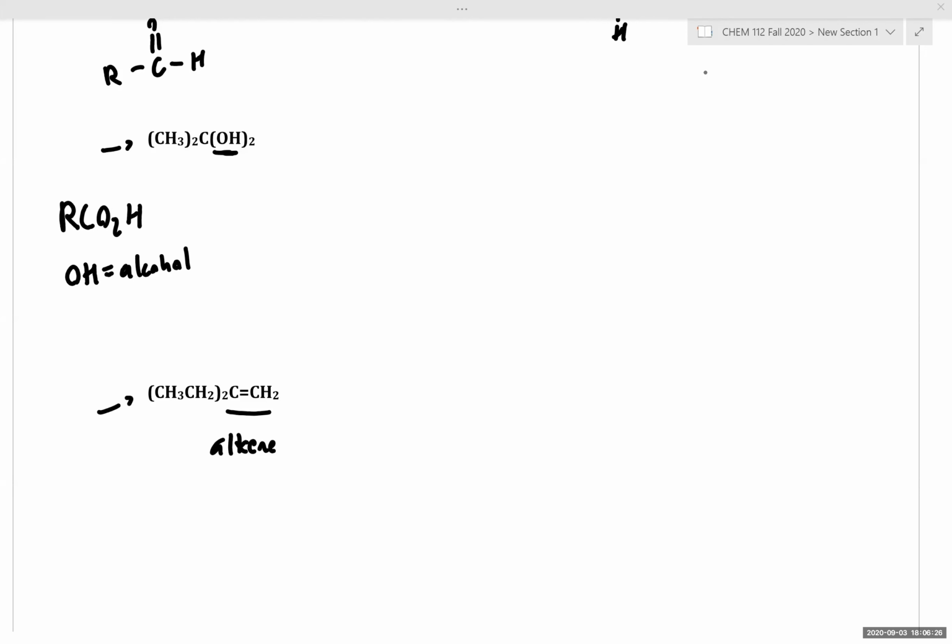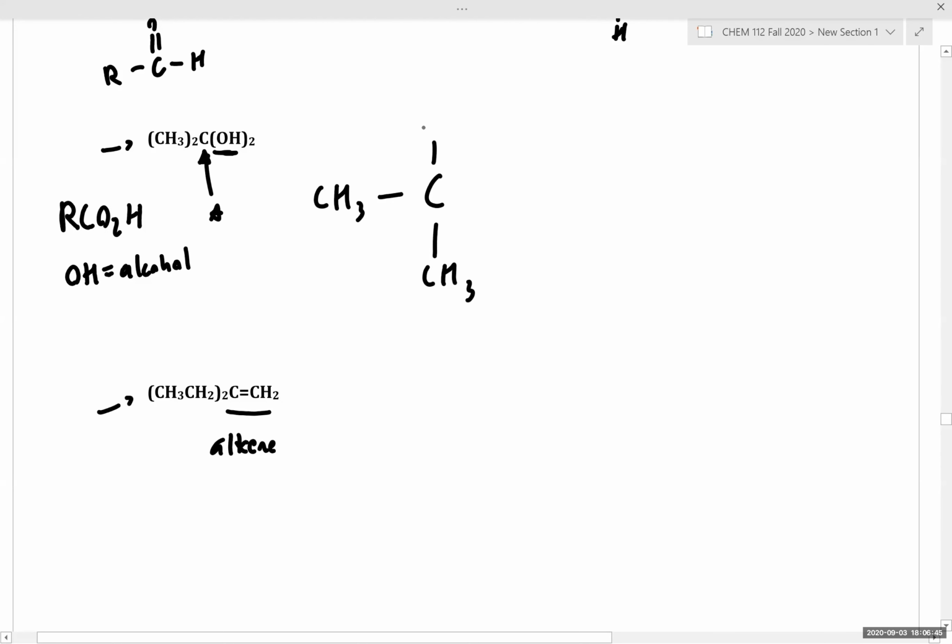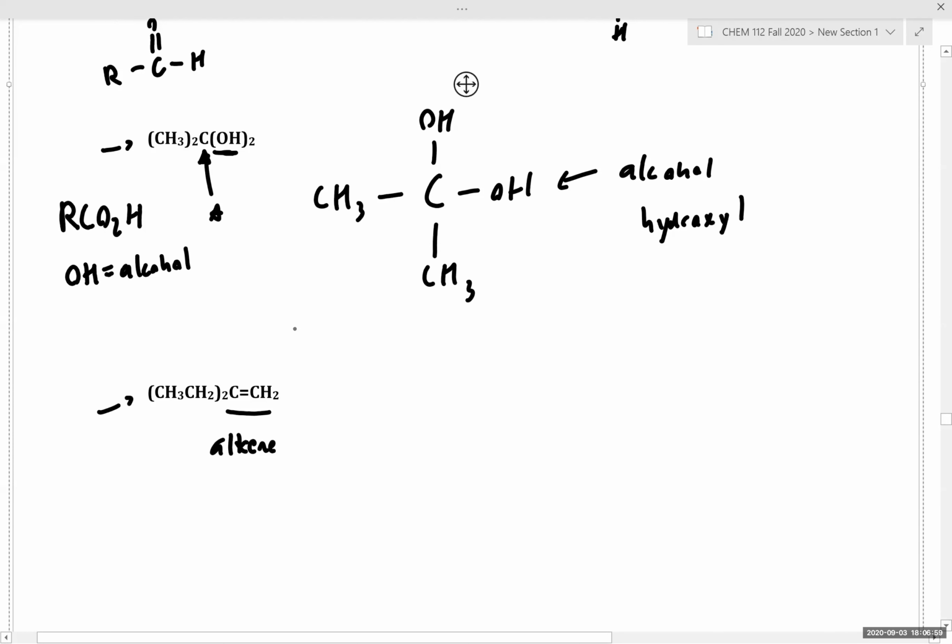So for the following structure, the main hallmark, the main sort of red flag is the fact this carbon has no hydrogens, which means everything is likely going to be attached to this carbon. So we draw our carbon, attached to it are 2 of our methyl groups, and then 2 of our hydroxyl groups. This OH is known as an alcohol or a hydroxyl group. Does this first structure make sense?